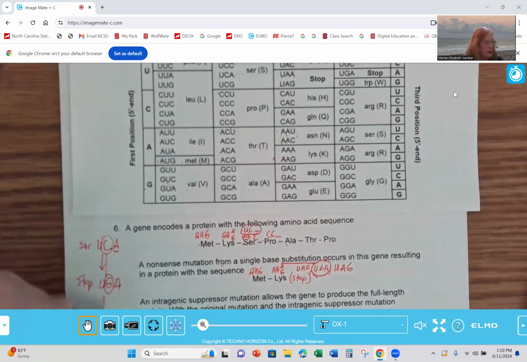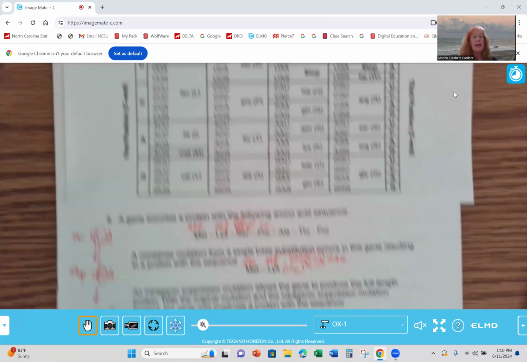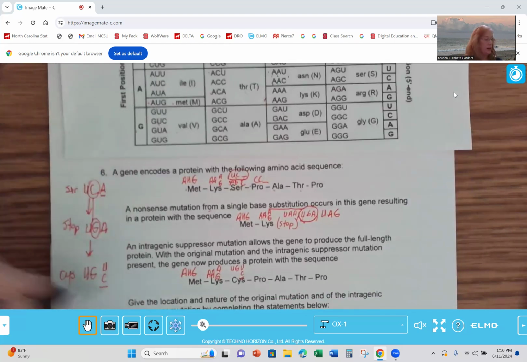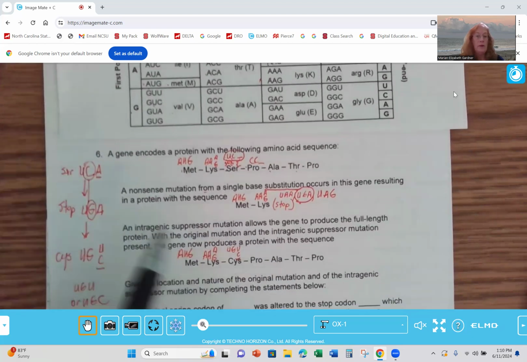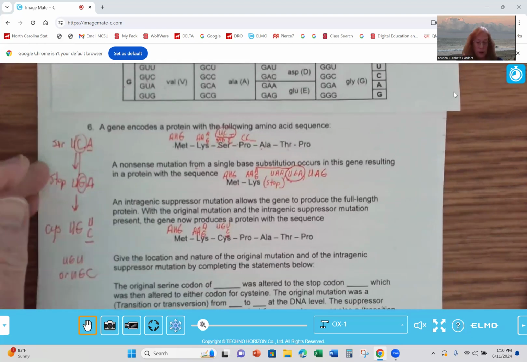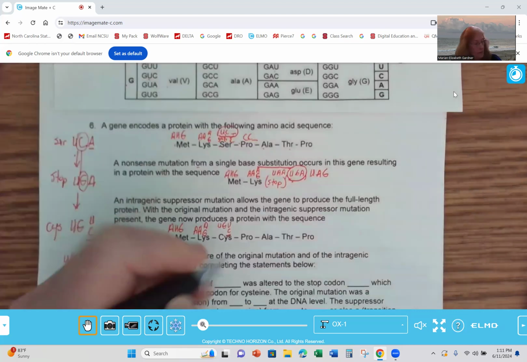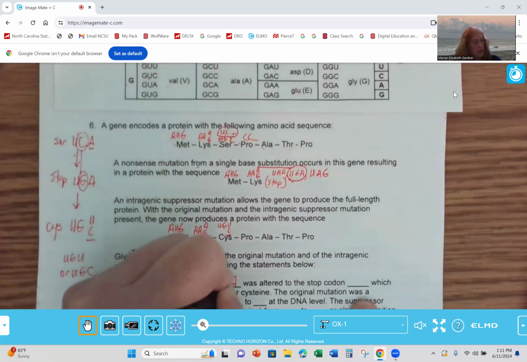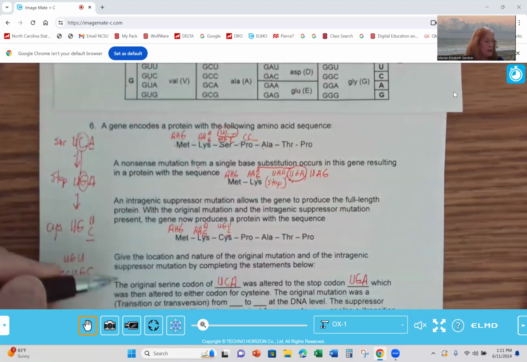So if that was UG, then it went to cysteine, either U or C, and we can't tell which one it went to. It went to either UGU or UGC. So the location and nature of the original one: we started off with a serine codon of UCA, which was altered to the stop codon UGA, which was then altered to either codon for cysteine.